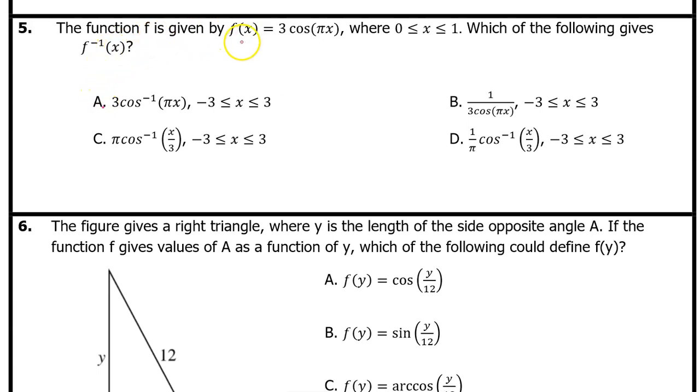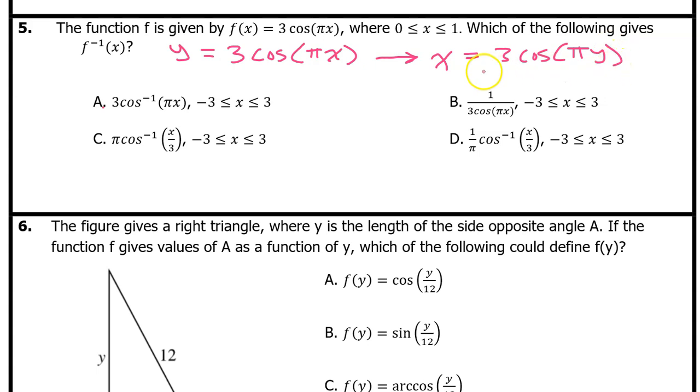The function f is given by f of x is equal to 3 times the cosine of pi x on the closed interval from 0 to 1. Which of the following gives f inverse? If I think of this function as y equals 3 times the cosine of pi x, I can get the inverse function by switching x and y and then solving for y. So that's going to give me x equals 3 times the cosine of pi y. And now I would like to solve for y.